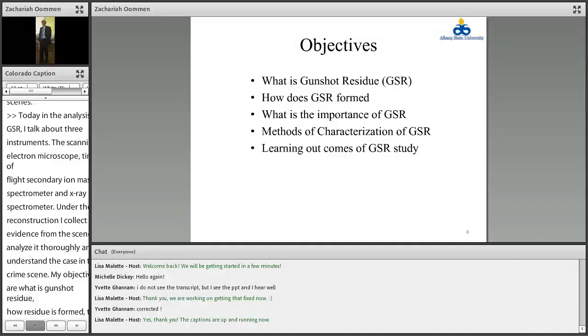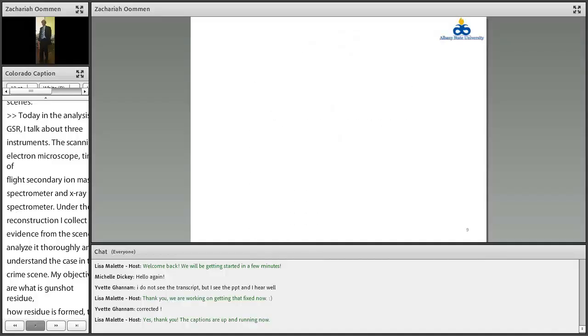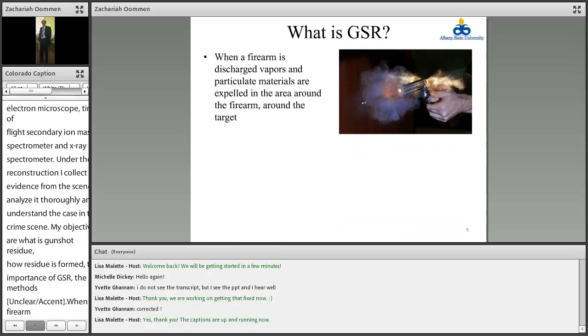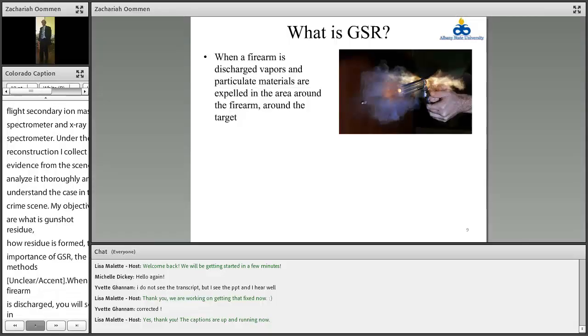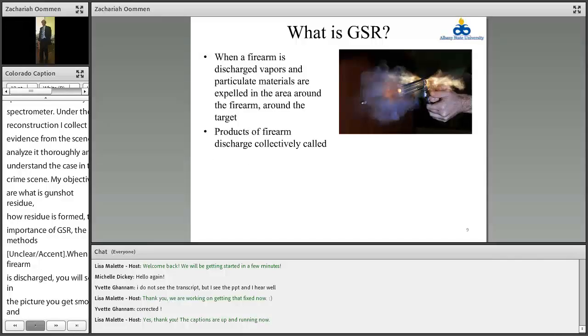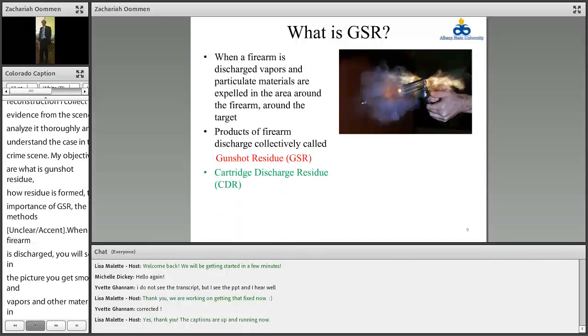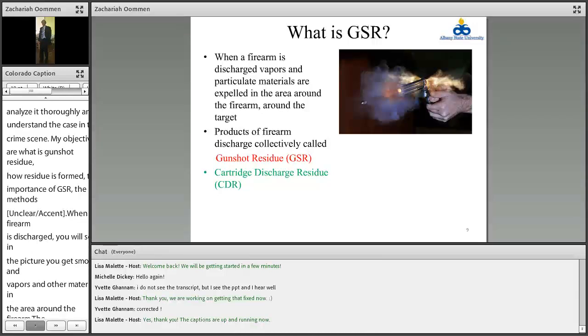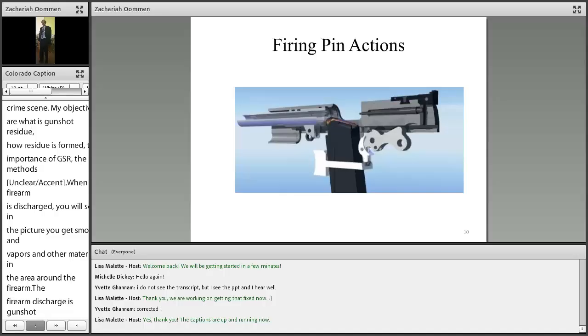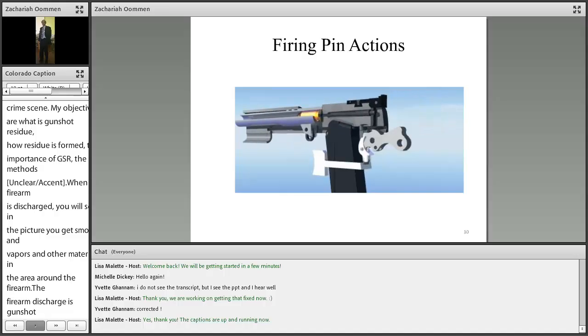So what is gunshot residue? As you know, when a firearm is discharged, as in the picture, you get smoke, vapors, and other materials expelled in the area around the firearm. The product of firearm discharge is called gunshot residue. Actually, it is coming from the cartridge, so it can also be called cartridge discharge residue. And the next question is, how does it form?